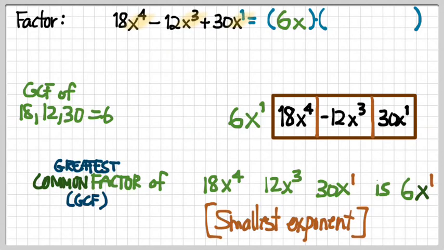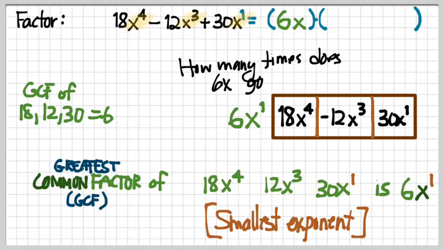And so to do this, let's just take one of these examples here. We have to ask ourselves, how many times does 6x go into, for example, let's take the one in the middle, negative 12x to the third. So how would you answer that question? How many times does 6x go into negative 12x to the third? What kind of thinking do you do?